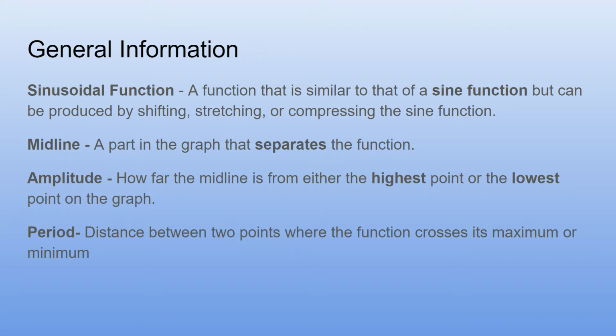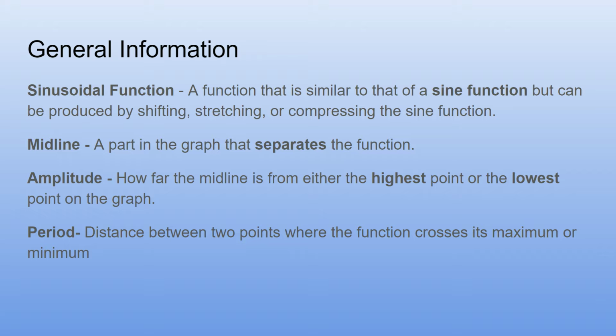Next, we have the midline, which is a line that separates the function. Basically it cuts the graph in half. Next, we have the amplitude, which is the distance between the midline and the highest point or the lowest point. You can use either point as both will give you the same value.